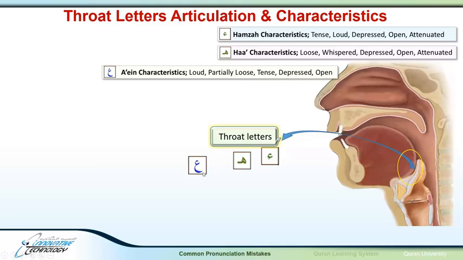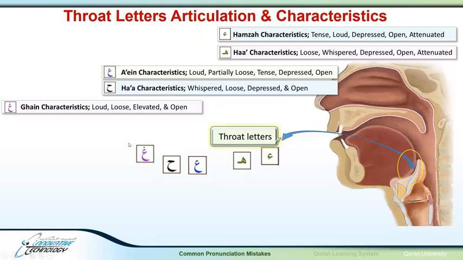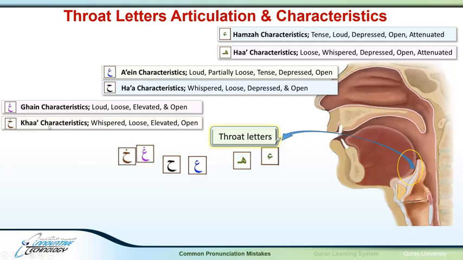And the second mid-throat letter is the ha, and it is characterized by being whispered, loose, depressed, and open. Now we have the upper throat letters, this area. The ghain is characterized by being loud, loose, elevated, and open. And the last one, which is the kha, is characterized by being whispered, loose, elevated, and open.